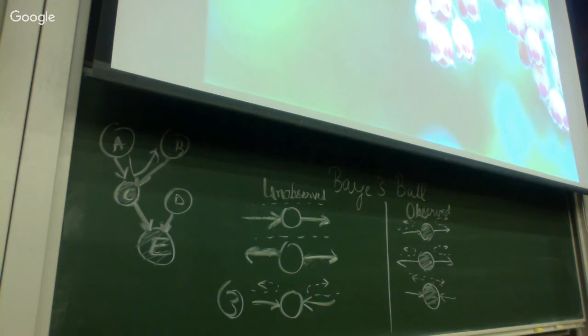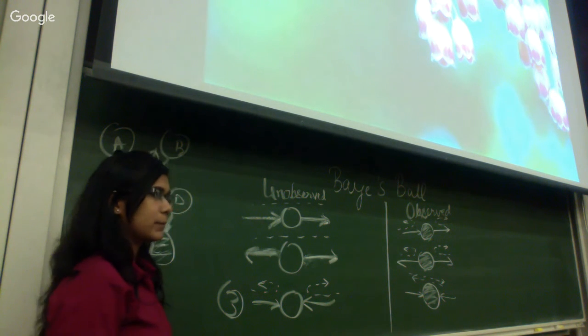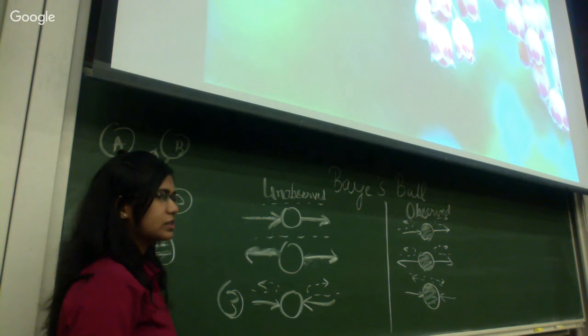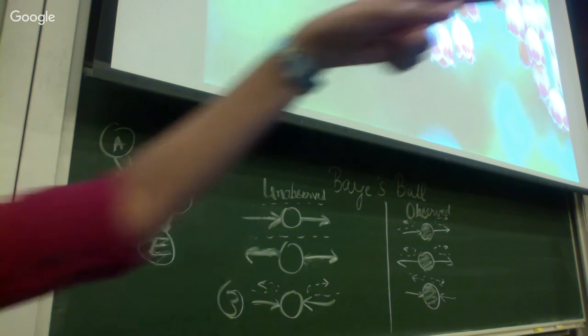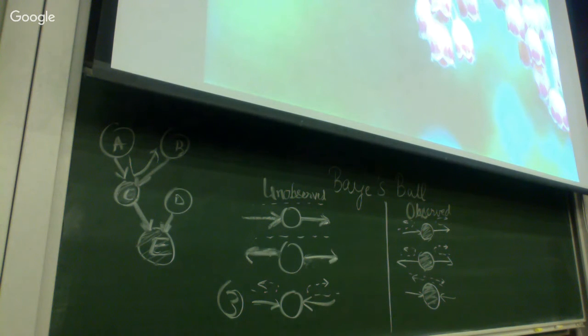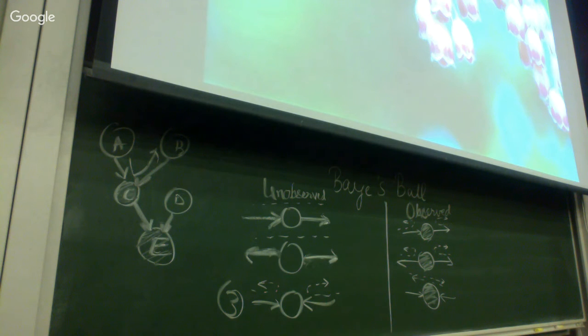So if there is a path and the node is observed, then there is a conditional independence. Oh, I thought it's the other way. Sorry, they're conditionally dependent. You're right. I'm so sorry about that. So if there's a path, they're dependent.